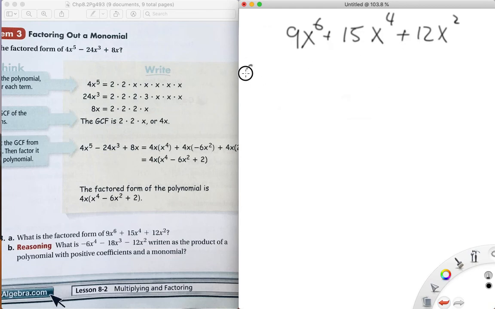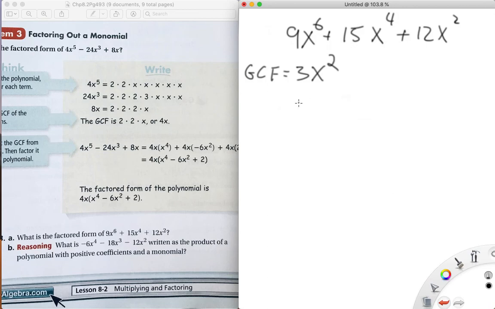Okay, so I look at these, and in terms of the greatest common factor, I can definitely pull out a 3 here. 3, 9 divided by 3 is 3, 15 divided by 3 is 5, 12 divided by 3 is 4. The smallest term here is the x squared. This can pull out an x squared, this can pull out an x squared, this can pull out an x squared. So in this case, the greatest common factor is x squared.